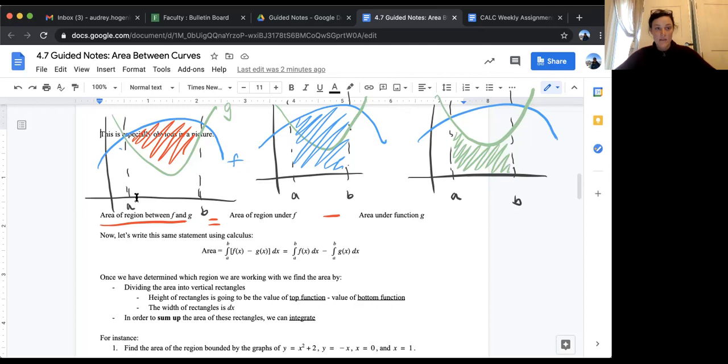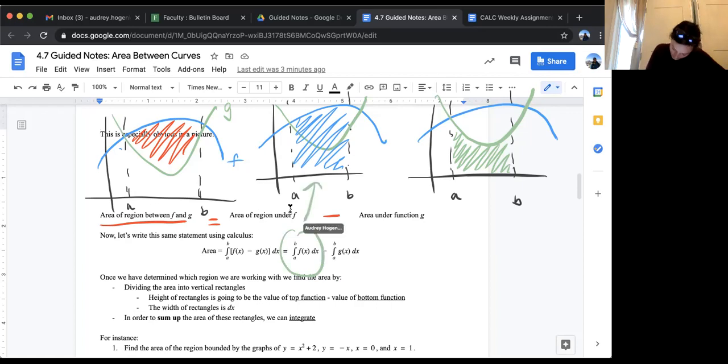And we can write that statement using none other than calculus, right? So the area is equal to the integral from A to B. Those are our bounds. We're talking about the area from A to B of f of x minus g of x dx, right? That's equal to the integral from A to B of f of x dx, which is the area under region F. So this integral right here corresponds to this graph, minus the integral from A to B of g of x dx. And that integral corresponds to that picture right there.